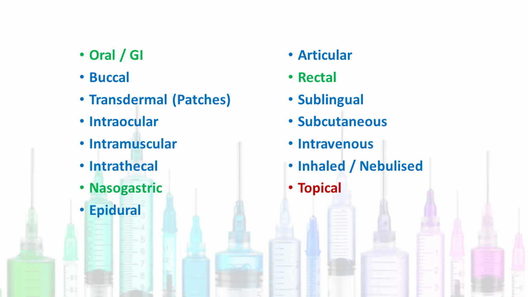So it's fairly obvious. Drugs given orally, rectally, nasogastric, all these drugs have to pass some sort of GI layer in order to get into the circulation. The other routes are parenteral, so things like buccal, sublingual, subcutaneous, intravenous, epidural, intramuscular. These are all examples of parenteral routes of administration.